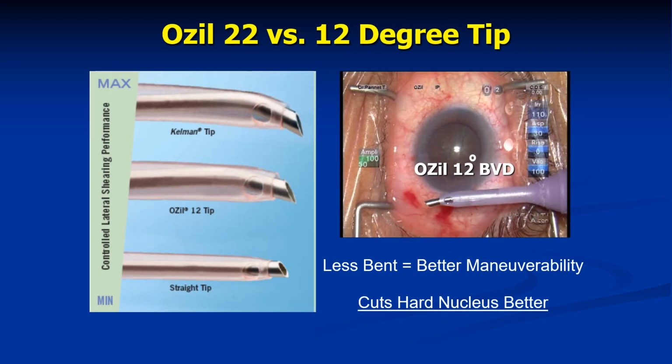I had been using a 22-degree bevel down torsional tip for many years with some limitations in a hard nucleus. When the 12-degree tip was introduced, I began to use it because a less bent tip has better maneuverability inside the eye, especially for the bevel down technique. After using the 12-degree tip for some time, I recognized that it cut a hard nucleus better than the 22-degree tip.